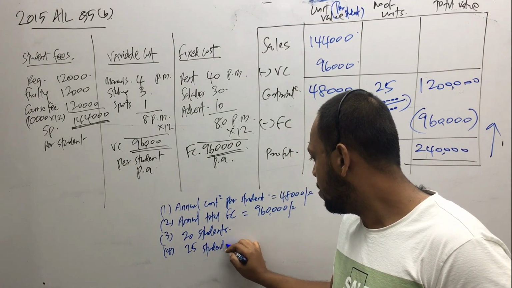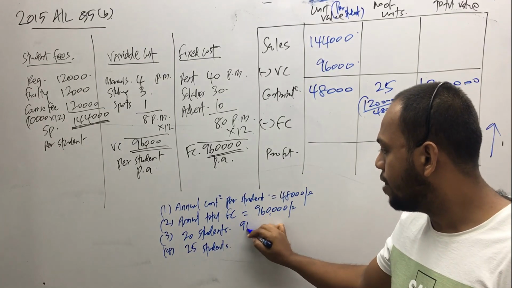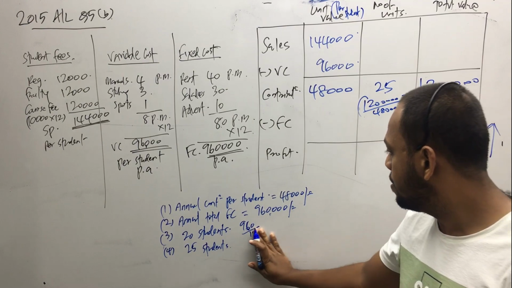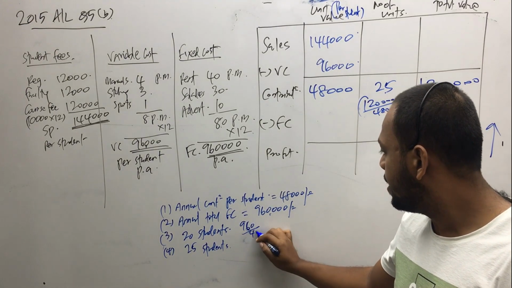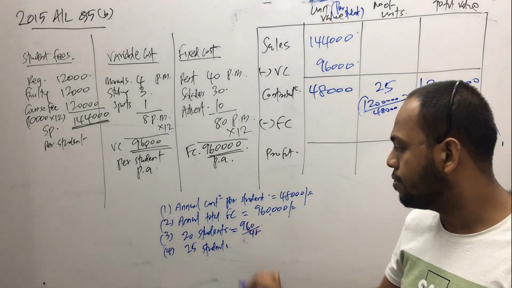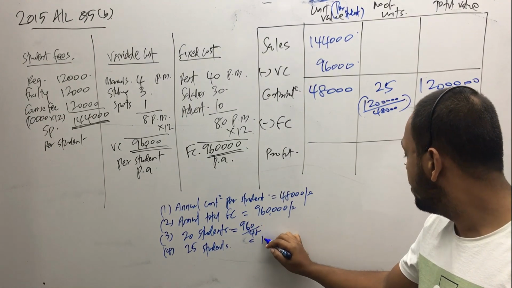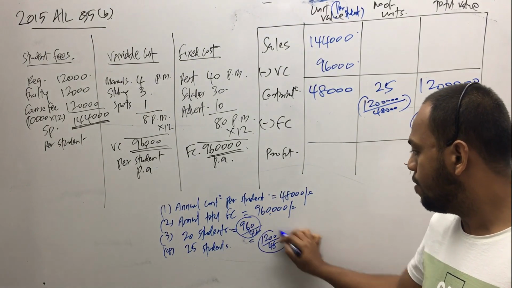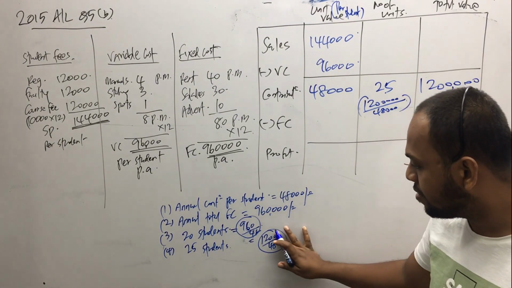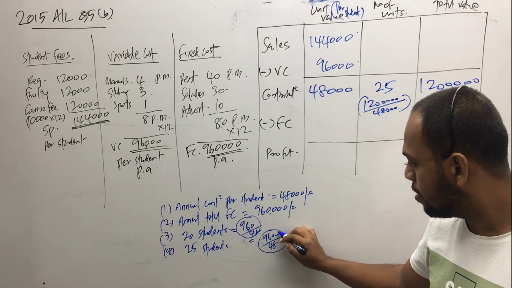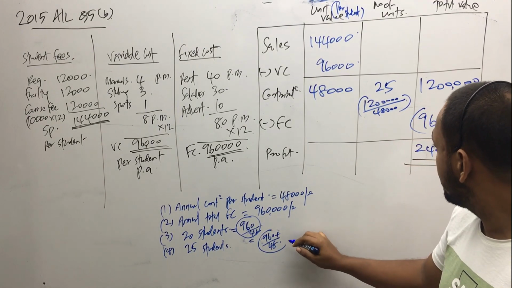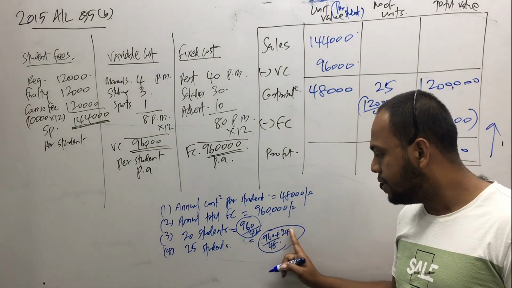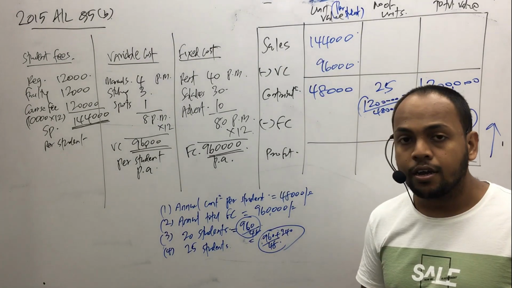25 students. So previous one is 960 divided by 48. Then you got the answer 20. Now we wanted 1,200 divided by 48. 1,200 means 960 plus 240, expected profit. Fixed cost plus the expected profit divided by contribution per unit.